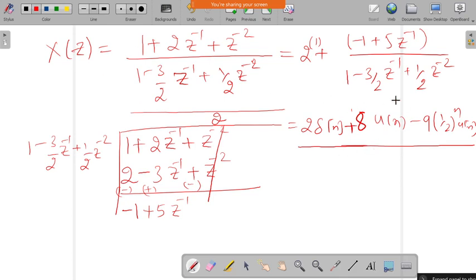So this is the long division method: how we can divide and bring down the power of the numerator, and then get the inverse Z transform. Is it understood?